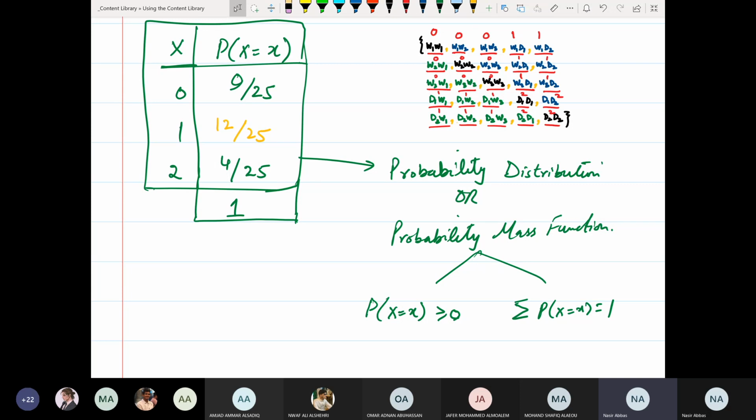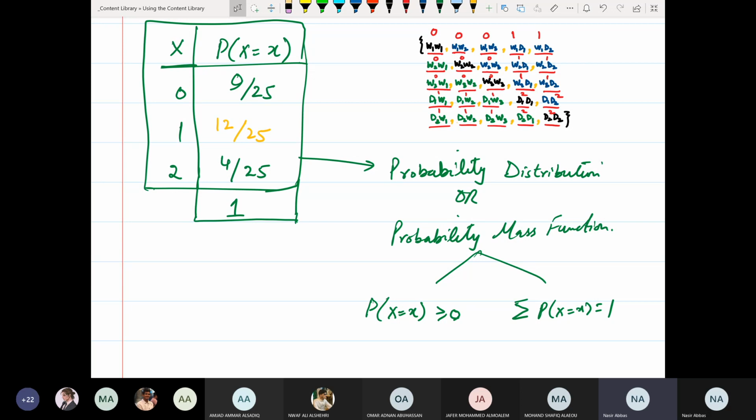Now I gave two names to this table. I gave it a name, probability distribution. And the logic behind this one is how the total probability, which is 1, is distributed among three possible values of x. It is distributed like 9 over 25 belongs to 0, 12 over 25 belongs to 1, and 4 over 25 belongs to 2. So the total probability is always 1. You are trying to see how this total probability is distributed among the different values of x. That's the logic of calling it a probability distribution.